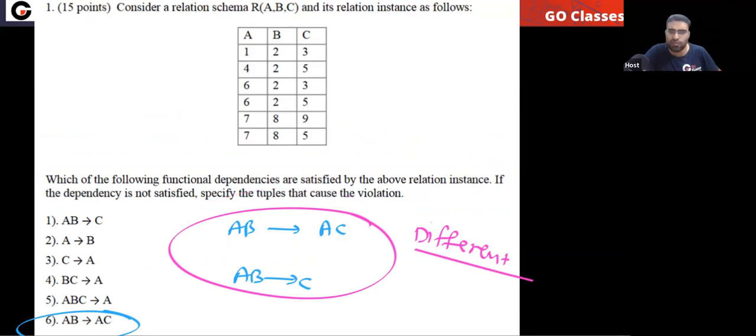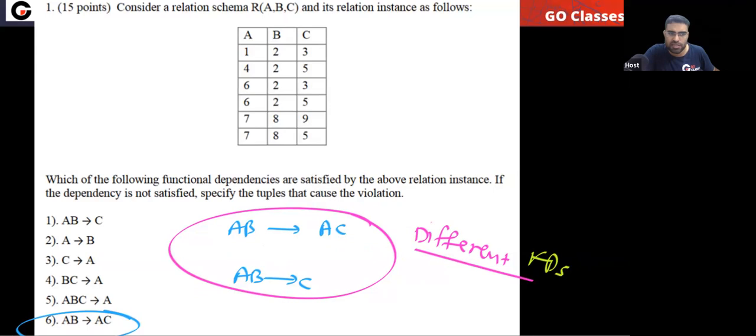That we will see. Don't worry, that will come in the future. But remember, these are different dependencies. They are different FDs. Is this clear? Anyway, this will come in future.